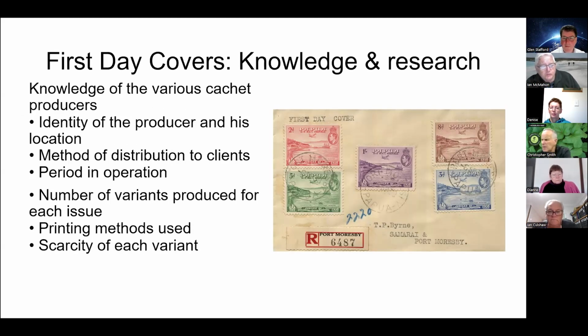So I've actually said most of that. For a given first day cover, there can be a number of variants produced, and you'd expect the exhibitor to go through those if they were showing private first day covers. They may comment on the scarcity of each variant. The number printed doesn't necessarily correlate with the scarcity, but it's a matter of what can be found.